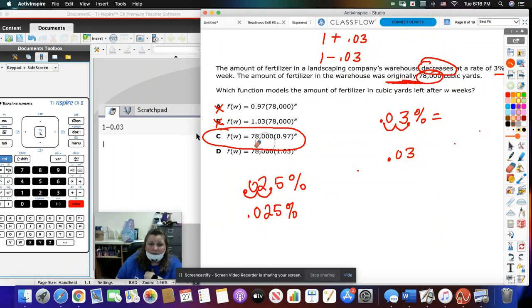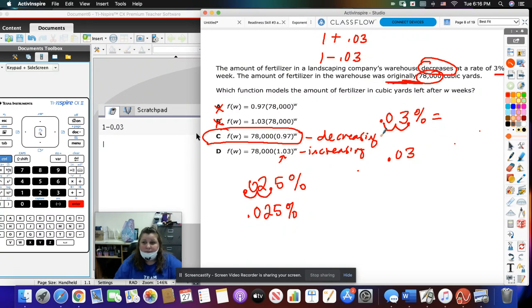Also, we didn't even have to go to all that trouble completely. We do need to understand that, but we already had chosen 2. One of them is more than 1, so this would be increasing. This one is less than 1, so that's decreasing. It said it's decreasing, it's going down, so we have to pick C as well.